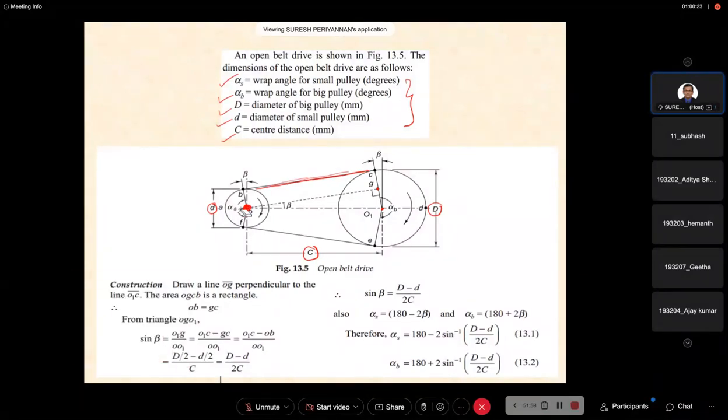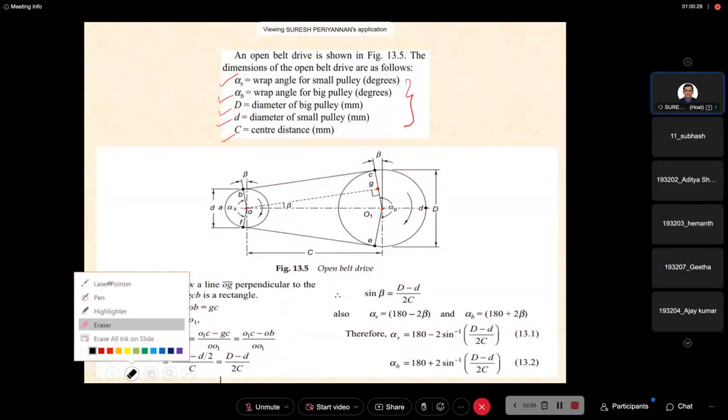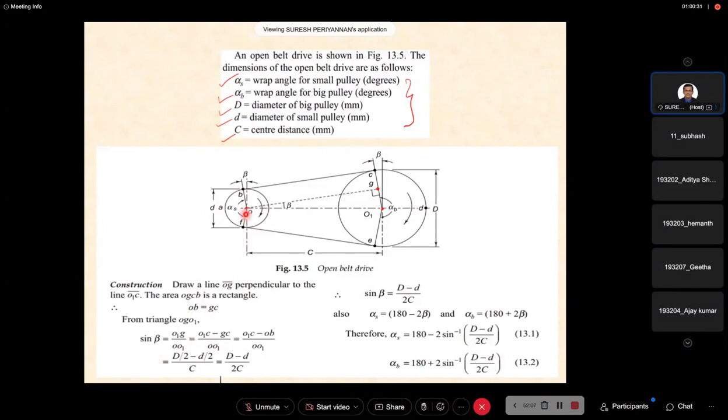I don't like to spend more time because you may know some of the concept here, so I move fast. See here, OB, this O and B, is the radius of the smaller pulley, right? OB is equal to OC, the smaller pulley.